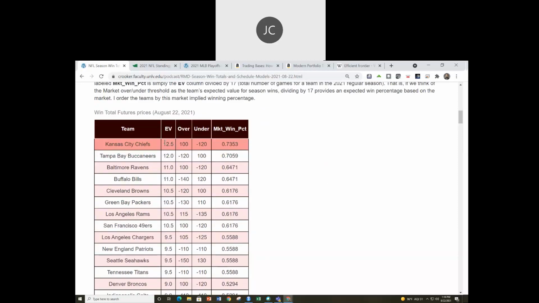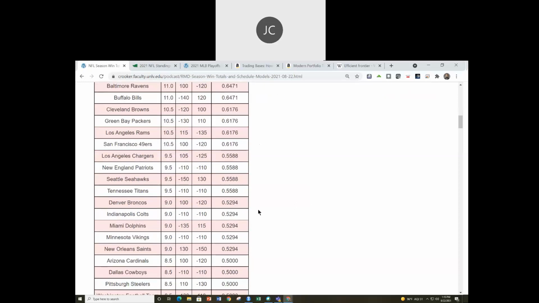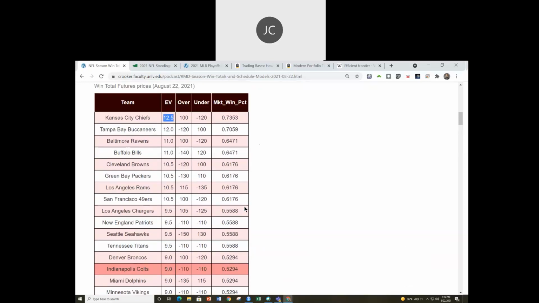For example, at the Westgate, the season win total for the Chiefs is 12.5. So a bettor may bet on the over 12 and a half, the Chiefs winning 13 to 17 games in the regular season, and would have to bet 100 to win 100. Or bet 120 that the Chiefs would win 0 to 12 games, to win 100. To get this implied market win percent, I take that expected win total and divide by 17. Maybe this is a way to think about identifying the relative strengths of the teams.